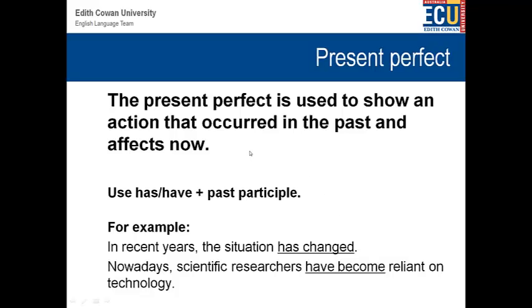We also use present perfect. Present perfect is used to show an action that occurred in the past and affects now. When we create the present perfect, we need to use this form: has or have plus past participle. So often we use the present perfect when we have this expression, in recent years. So in recent years, the situation has changed. So the situation is not the same. It's changed in recent years.